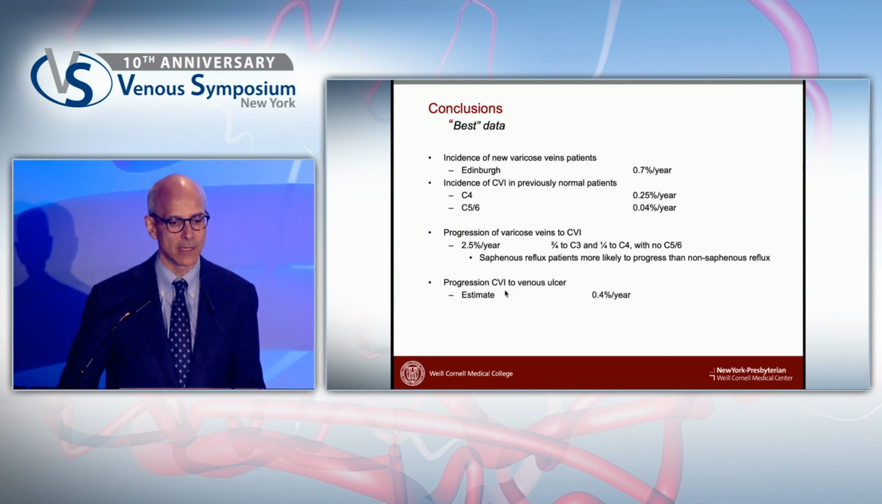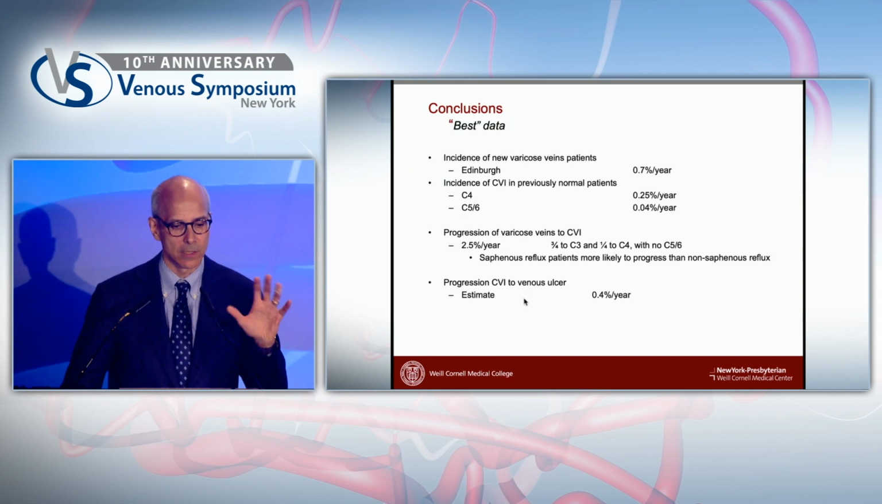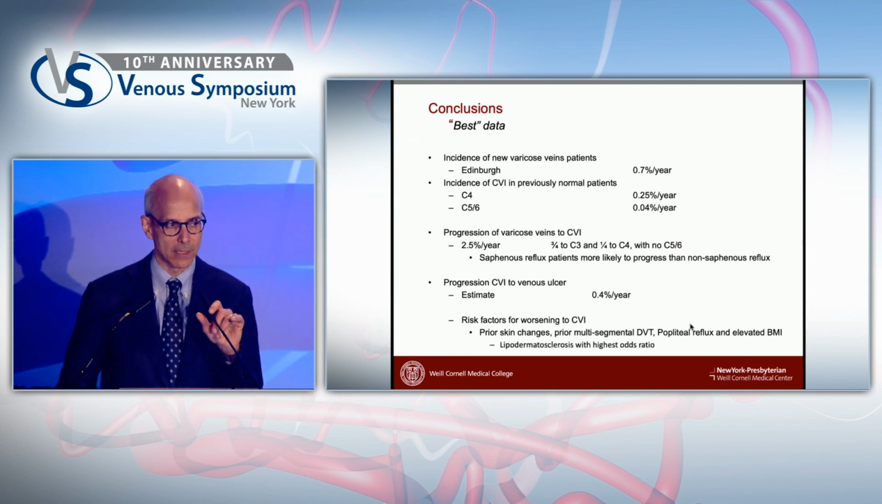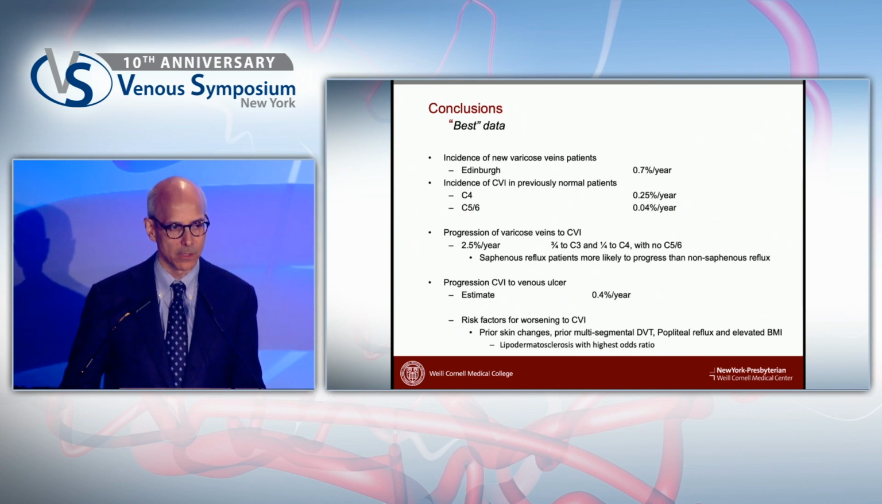And then when we look at those who have CVI who progress to ulceration, the estimate is a number somewhere in this range, based on drawing best numbers. Risk factors: prior skin changes, prior multi-segment DVT, deep vein reflux, BMI, and lipodermatosclerosis. The association between it and the development of venous ulcerations is probably the strongest evidence that exists for that.